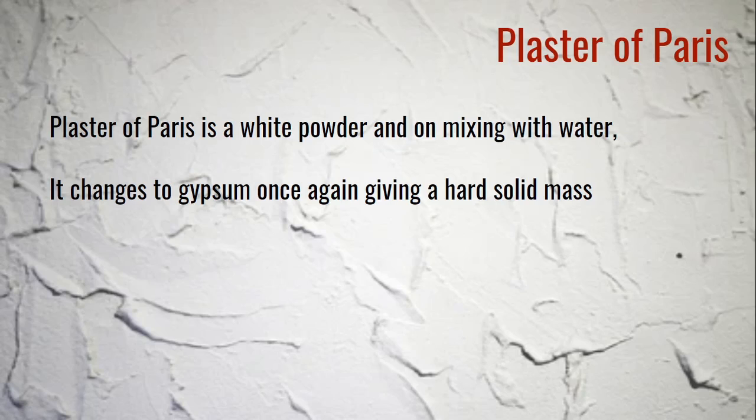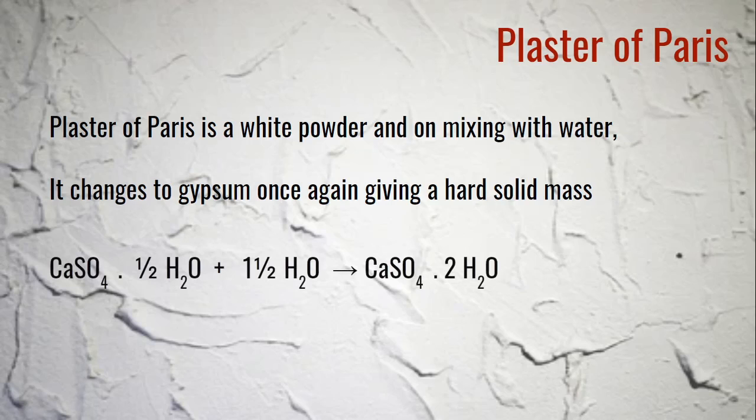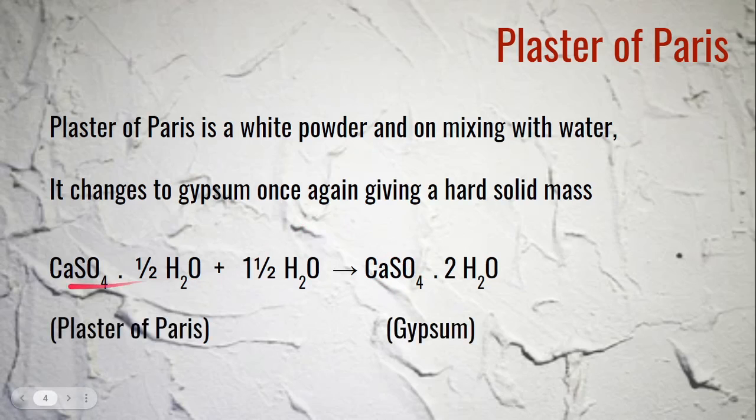So, the chemical reaction for that: CaSO4 dot half H2O, it means calcium sulfate hemihydrate, that is plaster of Paris. If we add 1.5 molecules of water, then we will get back the gypsum. It means CaSO4 dot 2H2O. So this is plaster of Paris and this is gypsum.